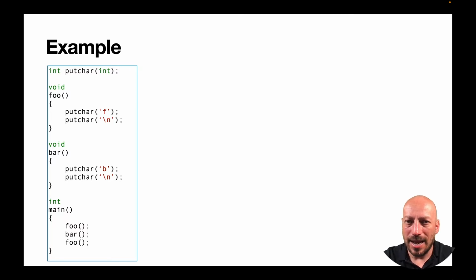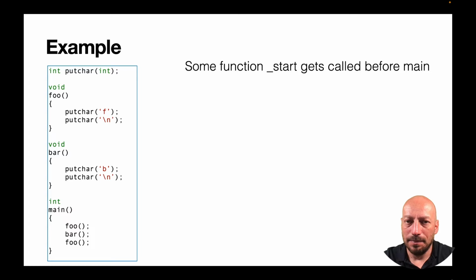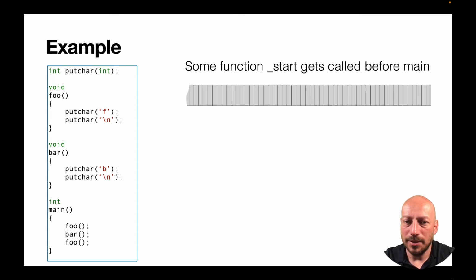There is a function called _start that on most platforms gets called before function main gets called. And this function, at least on the ULM platform, has the following purpose. It will initialize a so-called stack pointer for this stack data structure. And in the beginning, it will point to the end of the memory.